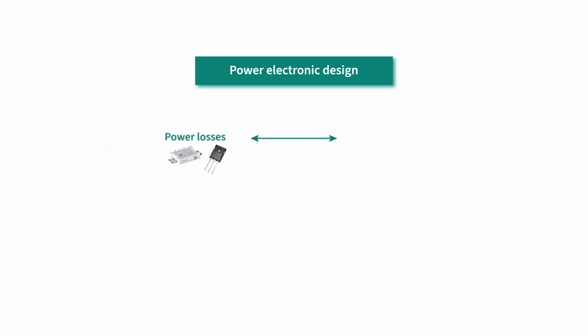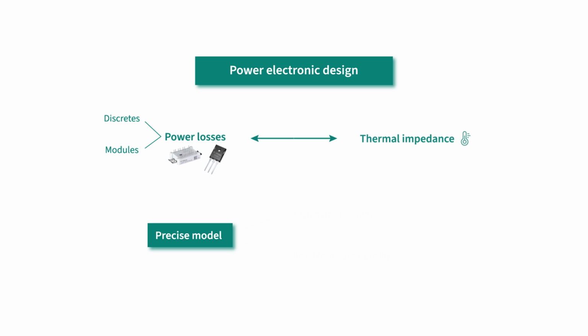Did you know that the basis of a power electronic design is the interaction of power losses of an IGBT discrete or module with the thermal impedance of the power electronic system? By using a precise model, the system can be designed for high output current without exceeding the maximum junction temperature limit while remaining reliable in terms of power cycling.